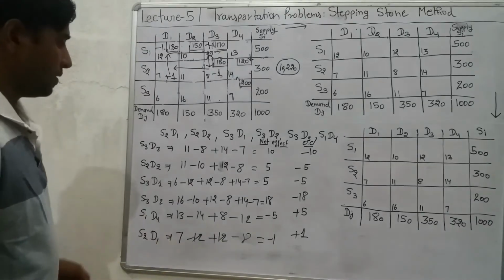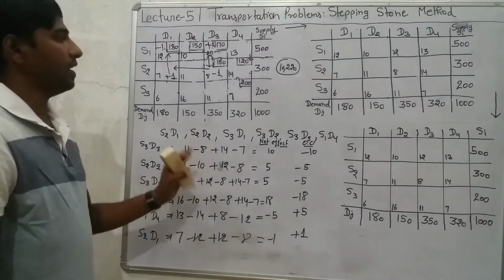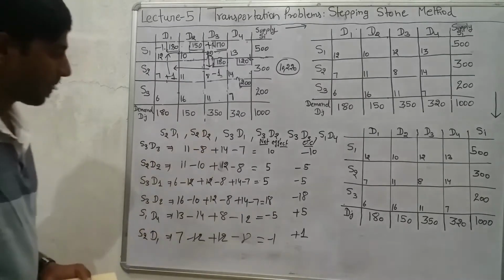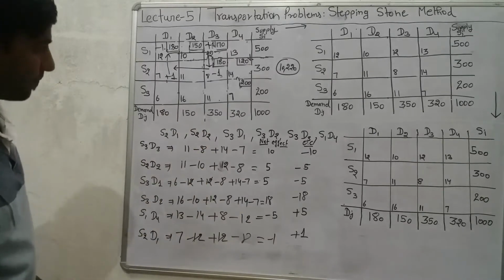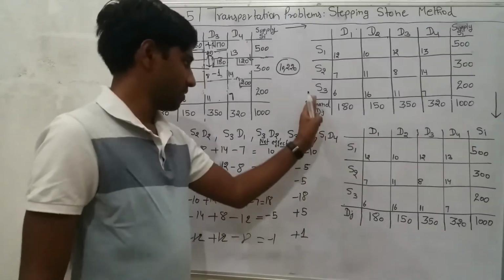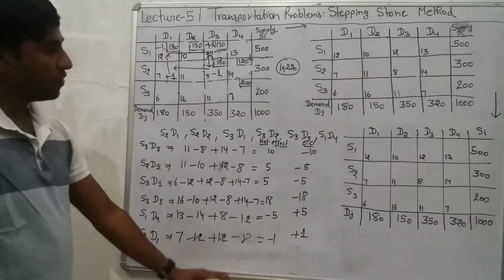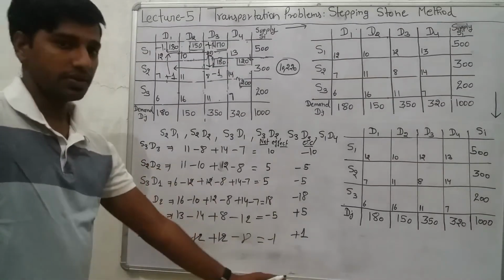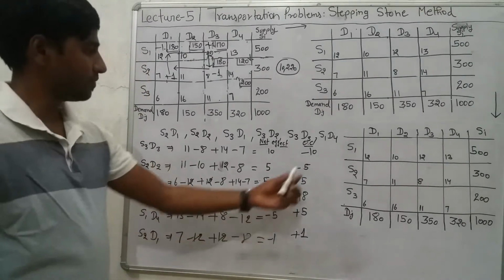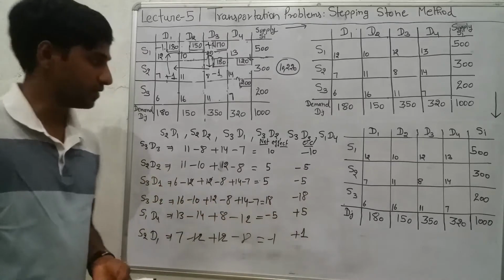Okay, so in this way we have calculated opportunity cost for each and every empty cell given in this table, in this particular problem. Now what is the next step? What would be the outcome of doing all this boring task? Now you should look at the opportunity cost of each empty cell. What is the opportunity cost of first cell? That is minus 10, minus 5, minus 18, plus 5 and plus 1.